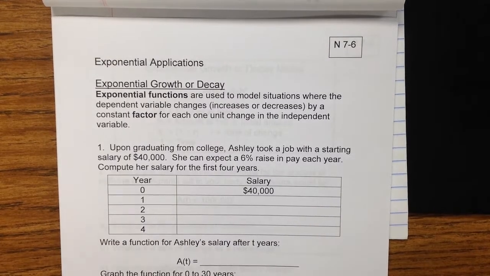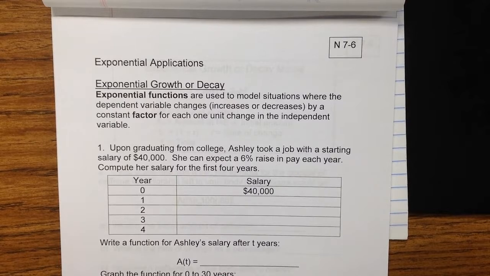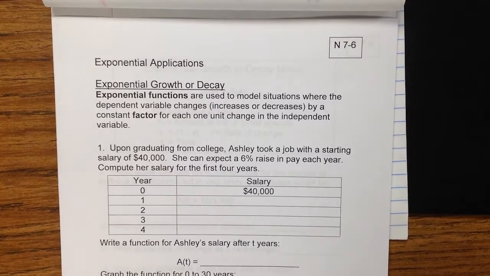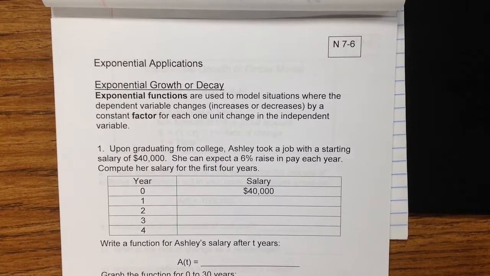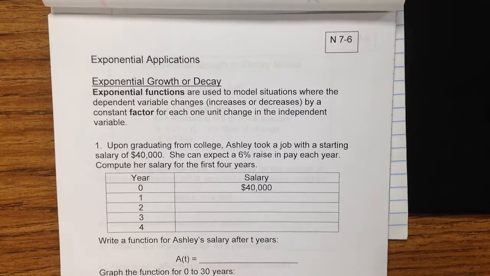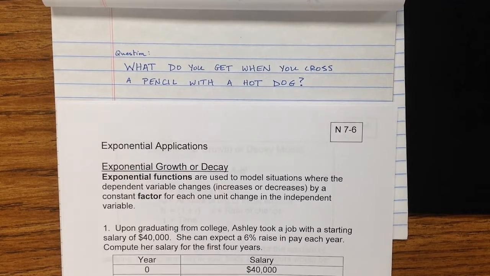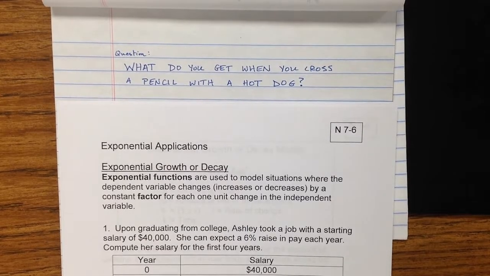Okay, so we're going to be looking at lesson 7-6, but to reward those of you who are watching these videos, I'm going to give you a little fun here. So, here is a question that will be answered at the end of this lesson. The question is, what do you get when you cross a pencil with a hot dog? What do you get when you cross a pencil with a hot dog? Answer forthcoming.